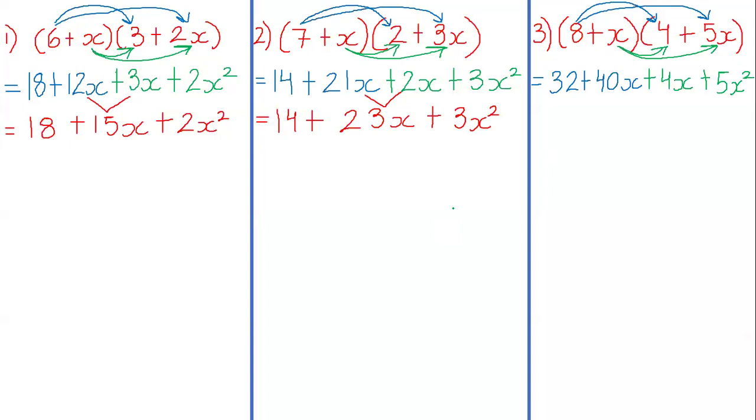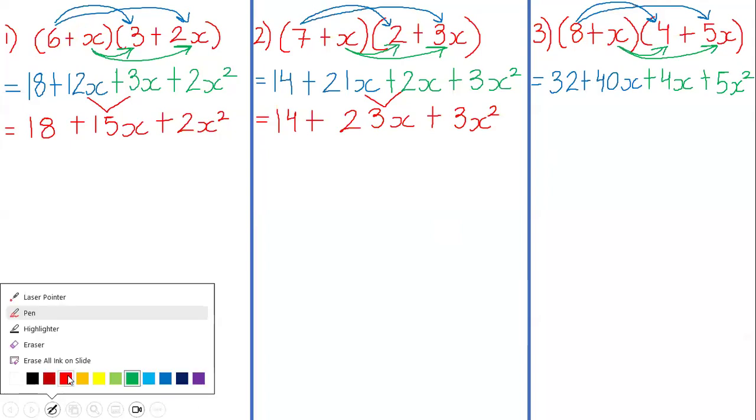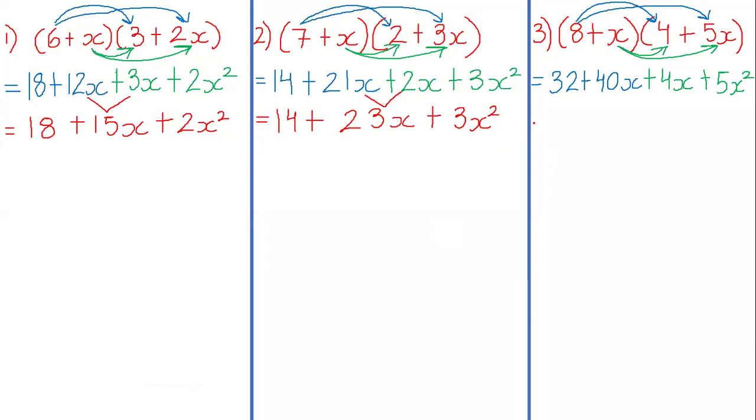Now we're going to simplify this. So it's going to be equal to: we keep the 32 because that obviously is a constant, right? Plus 40x plus 4x is going to be what? 44x. Plus, we bring down the 5x squared.